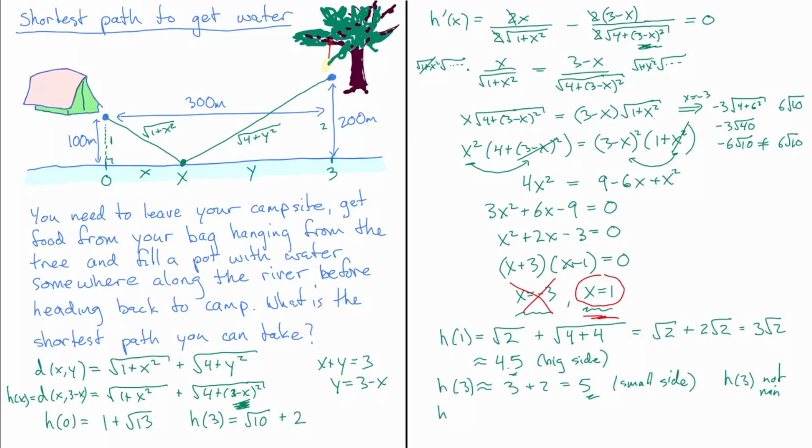And what about h of 0? H of 0, well, root 13. Root 13 is somewhere between 3 and 4, and add 1 to that, and we get somewhere between 4 and 5. So that doesn't really narrow it down that much for us. But because root 13 is somewhere between 3 and 4, I'm just going to take a wild stab in the middle and say, what is 3.5 squared? Is that bigger or less than 13?